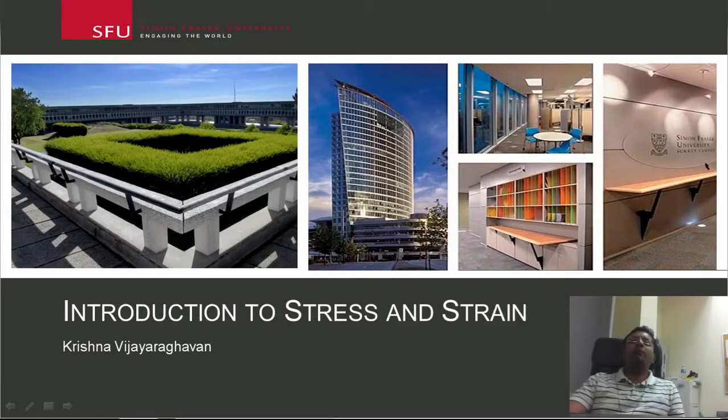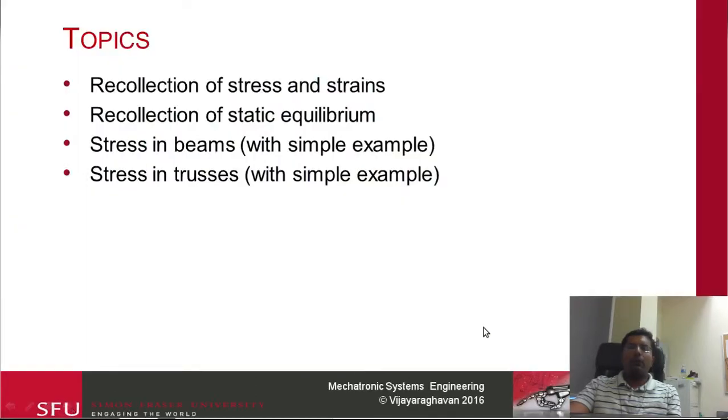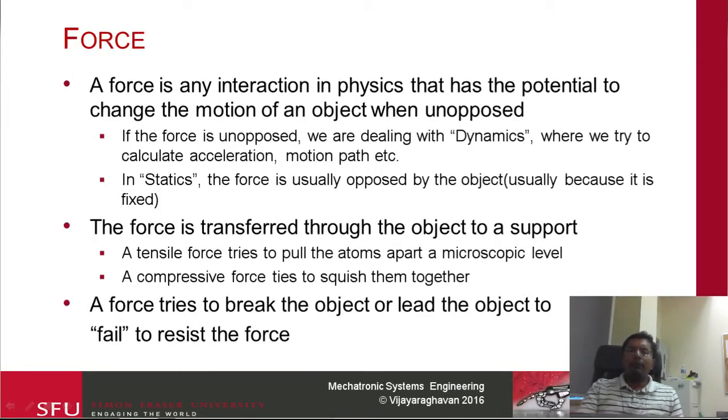Okay, hello everybody. We're going to really quickly discuss the stresses and strains that come about when you have beams and trusses. So we're going to quickly recollect what stress and strain actually mean, and then we'll talk about what static equilibrium is, and then we'll do the stress in beams with a simple example, and then look at stress in trusses with another simple example as well.